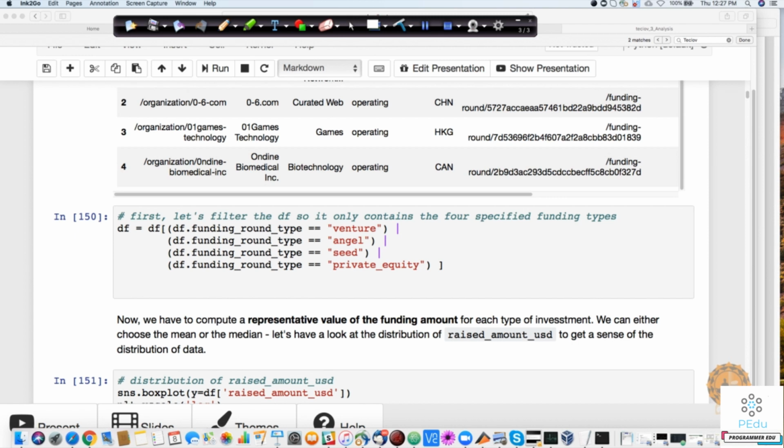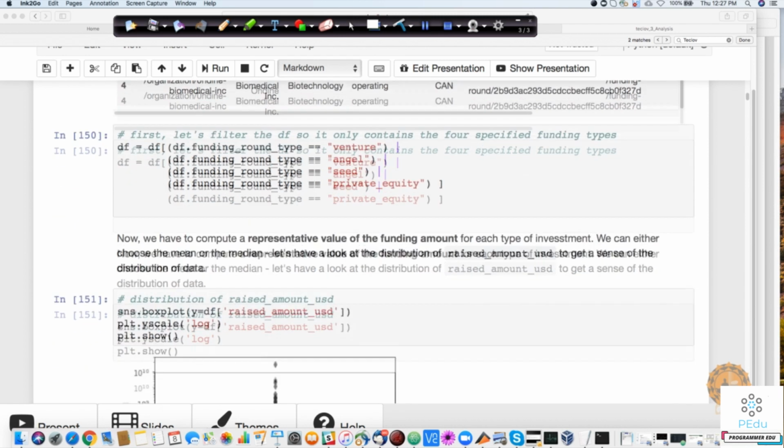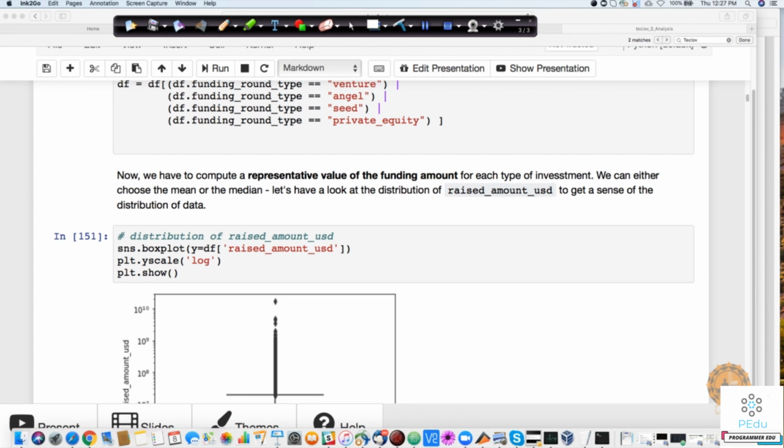So that's what we have done in this particular code. Now there will be a very important decision which we have to make here. Should we make the call based on the mean value, or should we make the call based on the median value? So for that we need to understand whether we have outliers or not here.